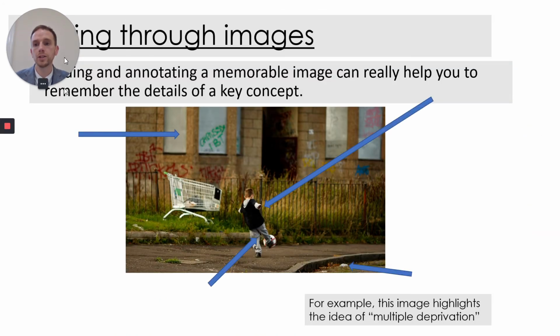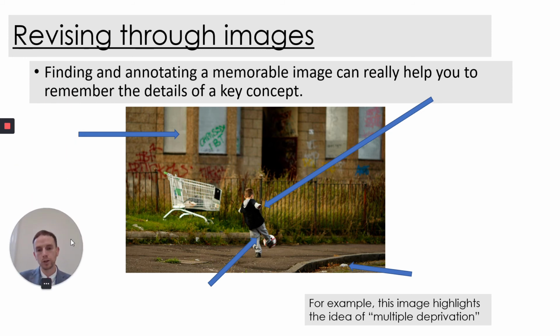Revising through images is another technique which we promote quite a lot in geography. Like the old saying goes, a picture paints 1,000 words. So instead of trying to revise from lots of writing, what they can do is find an image which depicts a key concept. So an example of this is on the screen. This is an image which we really think depicts this idea of multiple deprivation, which is a concept from theme 1 of the GCSE course.